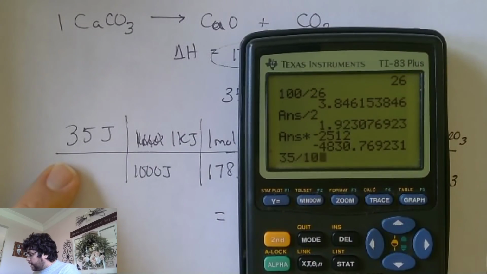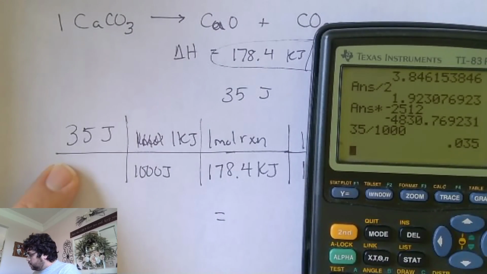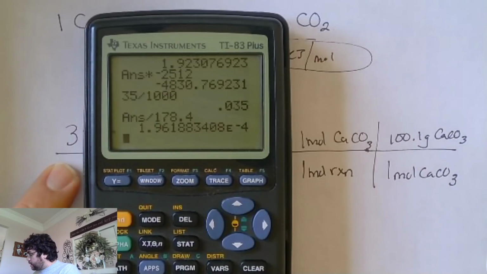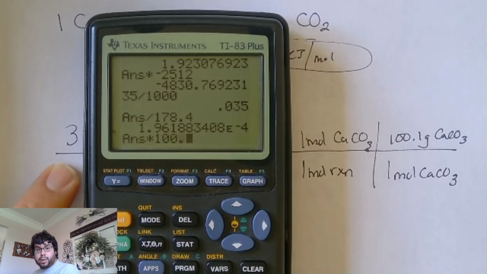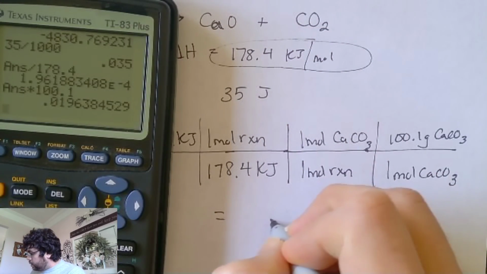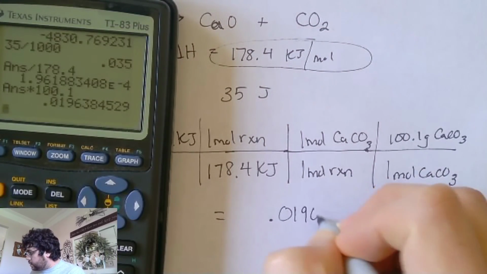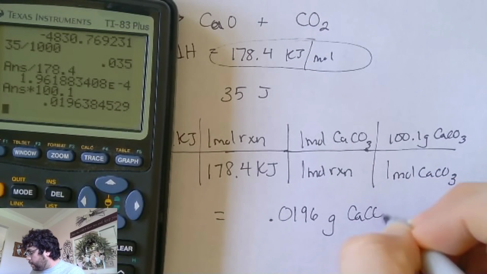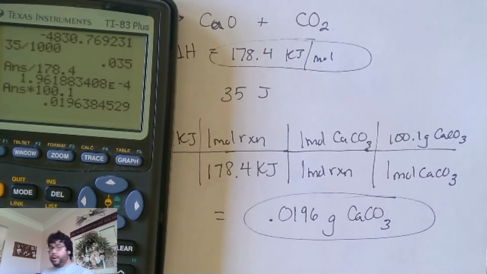35 divided by 1,000, divided by 178.4, and then times 100.1. And we get this number right here, 0.0196 grams of calcium carbonate. All right, now we're done.